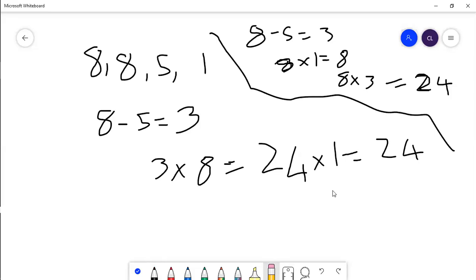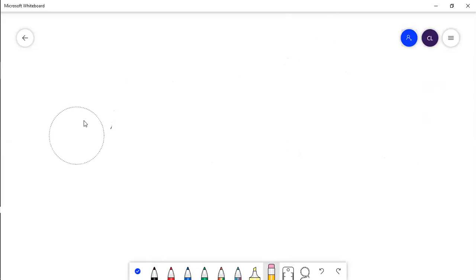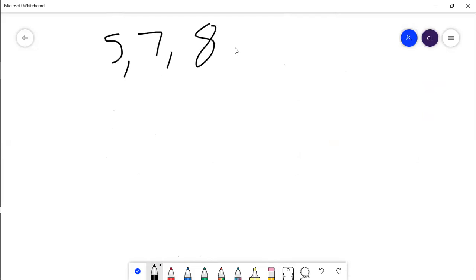5 and 7 and 8 and 4. Let me erase this so I can write down the numbers in preparation for you guys to answer. So we've got 5, 7, 8 and 4. How did they get 24? How did they get 24?